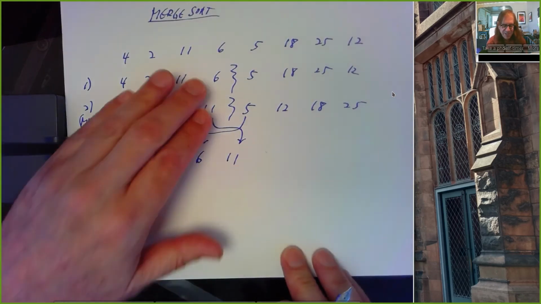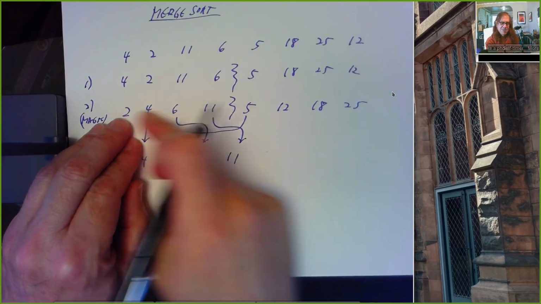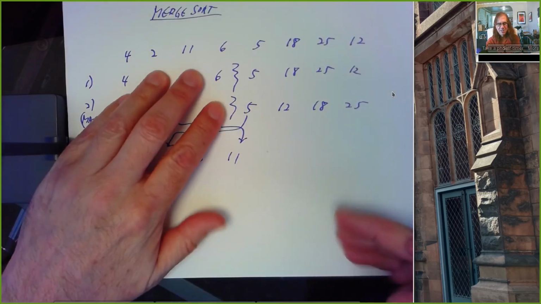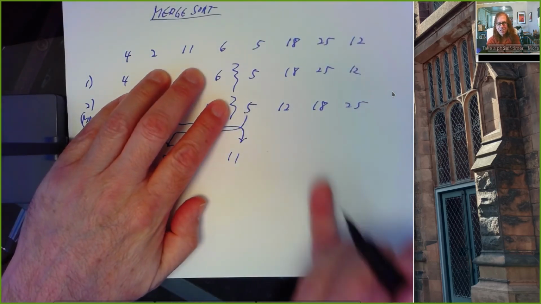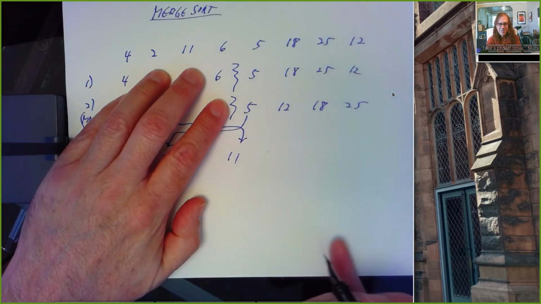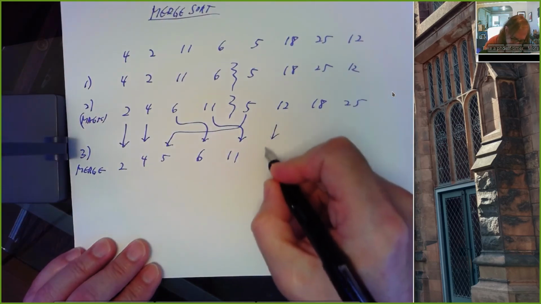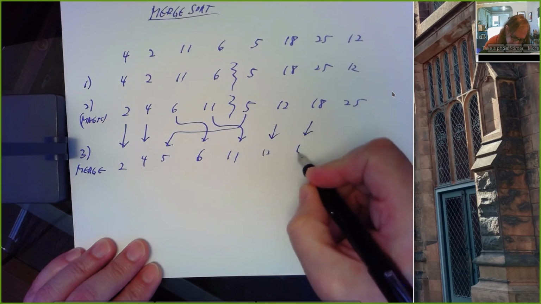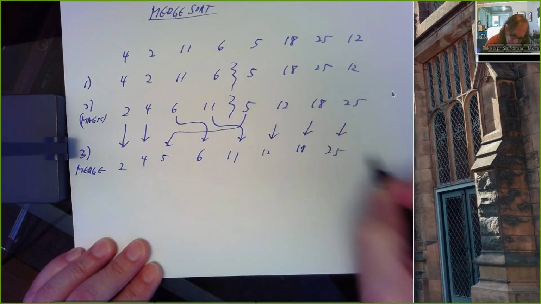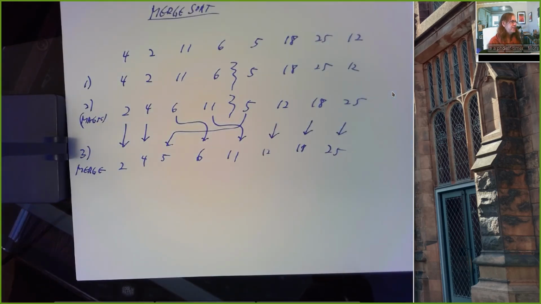And now I've hit an edge case. I have nothing left in this side of my list. This stack is empty. So at this point, I can just flush out what's left in this stack and copy these directly to my output pile. And guess what? My whole list is sorted now. 2, 4, 5, 6, 11, 12, 18, 25.